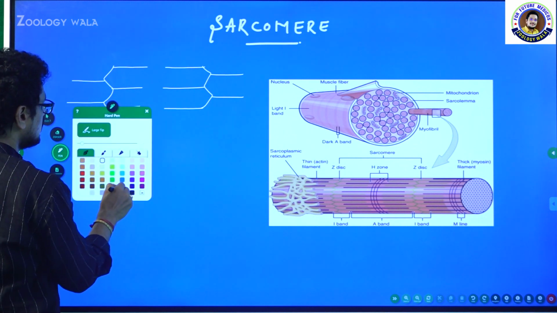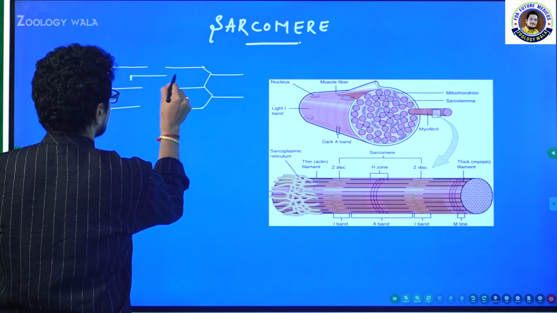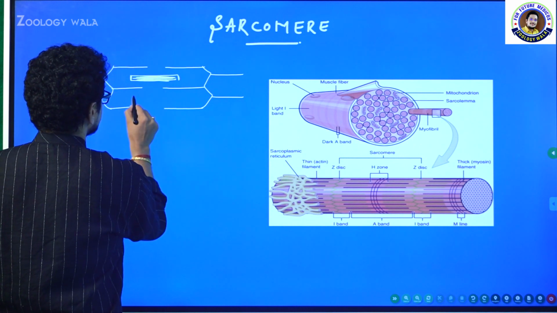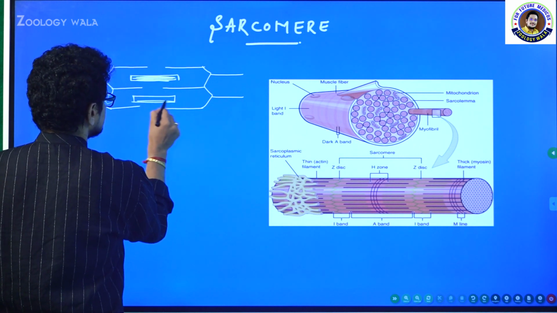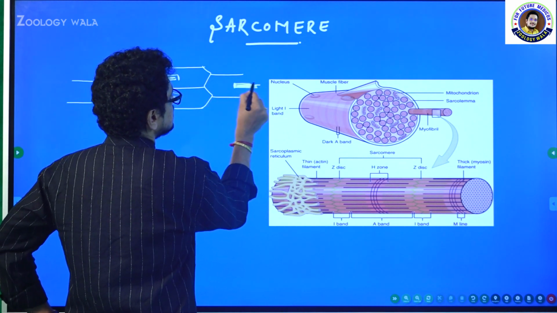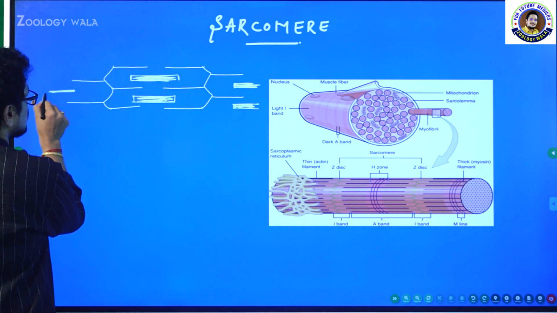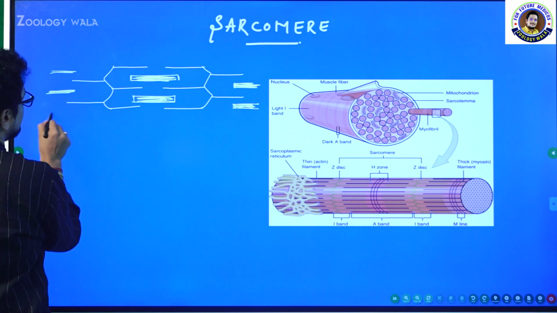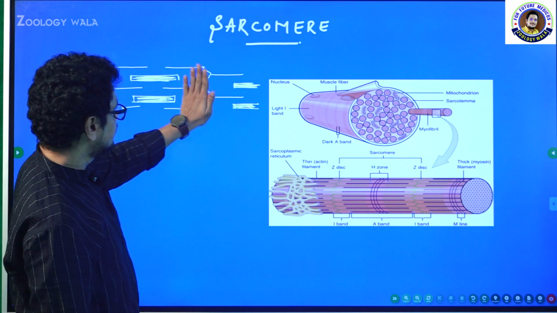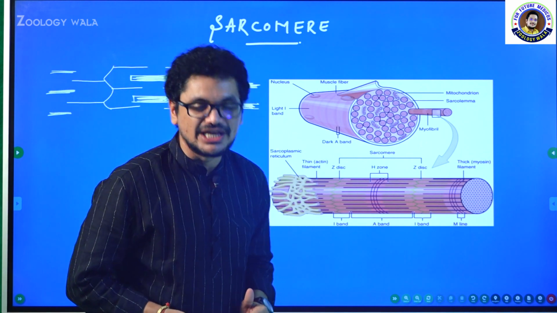Now I will show you the thick filament with this color. Say this one, and this is the thick filament, and here once again thick filament, and here also the thick filament. Like that number of thick filaments are present. Thick filament, thin filament, thick filament, thin filament, thick filament. Like that thick and thin filaments are present alternatively.